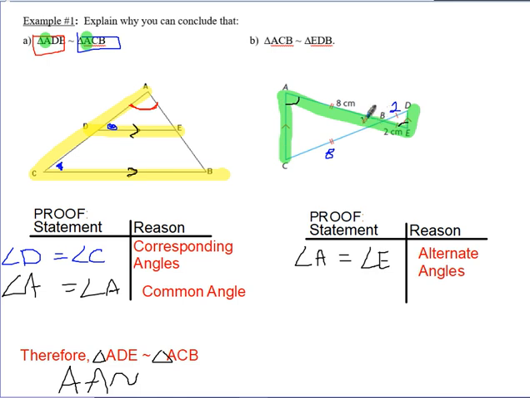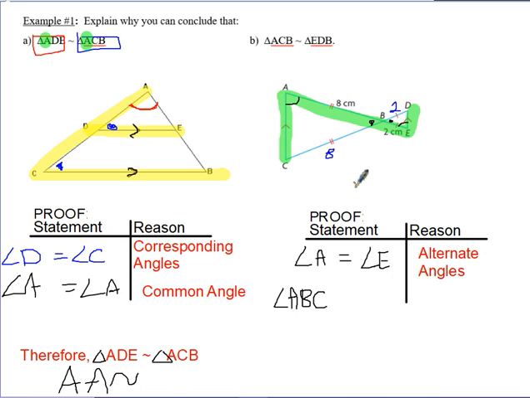But I do want to show you a little trick here because look at this. Angle B and angle B. Now, it is a little silly to write angle B equals angle B. So a lot of the times, what the textbook does is they say angle ABC.